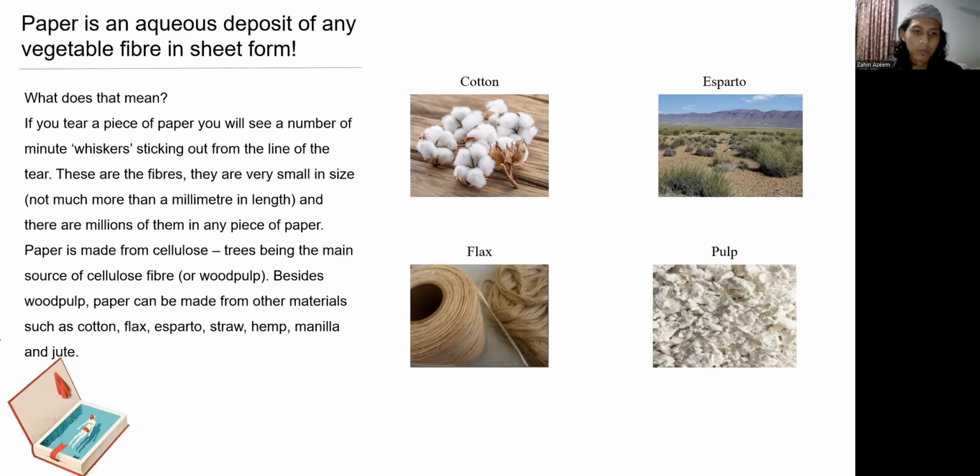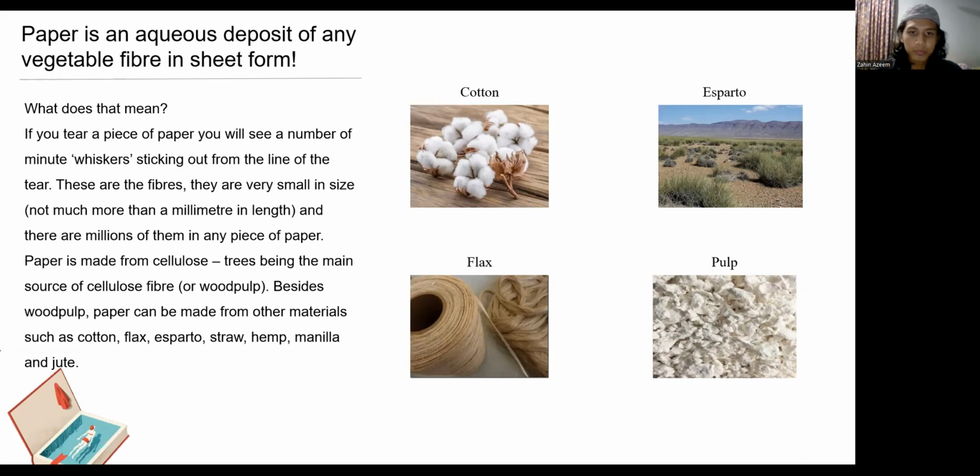Paper is made from cellulose, trees being the main source of cellulose fiber or wood pulp. Besides wood pulp, paper can be made from other materials such as cotton, flax, esparto, straw, hemp, manila, and jute.